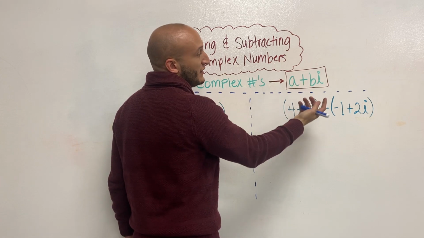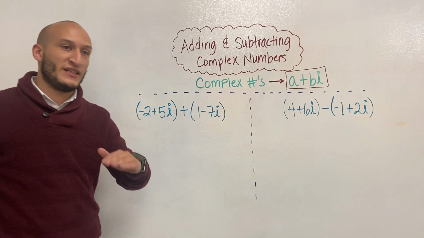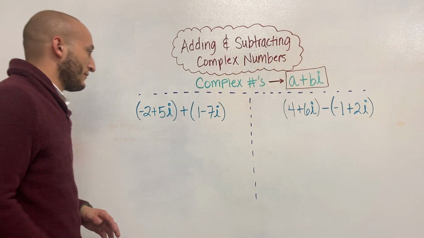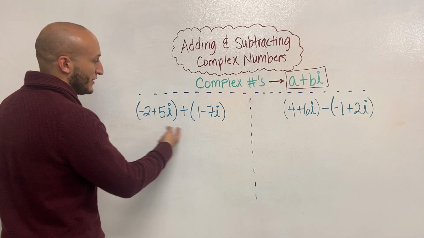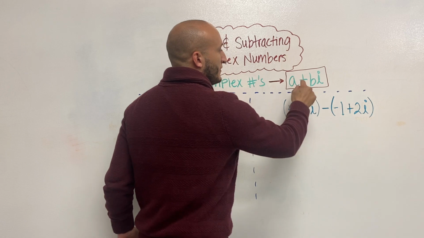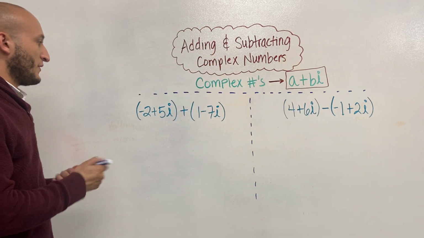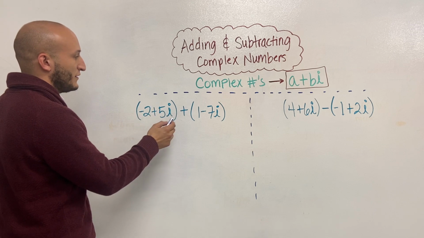plus or minus an imaginary number. So the imaginary number is always written second. Okay, just like here. Real number, imaginary. Real number, imaginary. So all these are written in standard form. Okay, so I'm looking at complex numbers here.